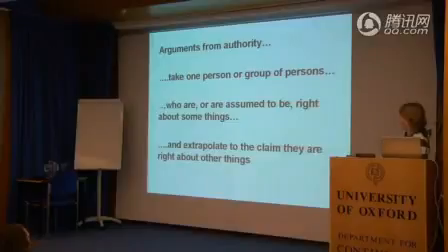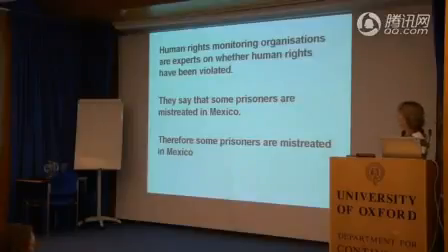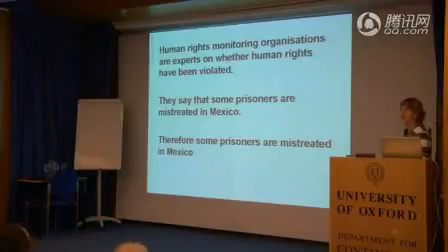Let's finally look at arguments from authority, which take one person or a group of persons who are or are assumed to be right about some things, and extrapolate to the claim that they're right about other things. So human rights monitoring organizations are experts on whether human rights have been violated. They say that some prisoners are mistreated in Mexico, therefore some prisoners are mistreated in Mexico. What do we need to ask about this?